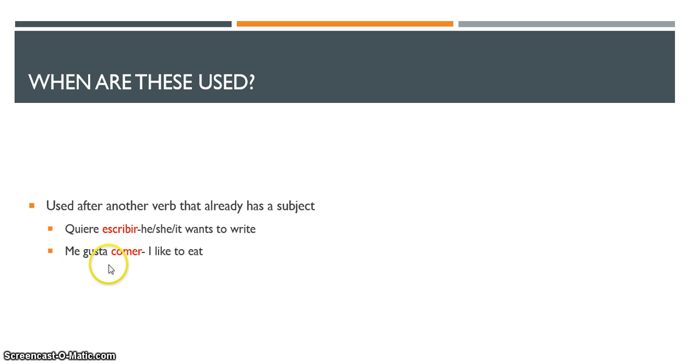Same thing with me gusta. So anytime you have me gusta, te gusta, any form of gustar, if there's a subject in it, which here there is, me gusta, the verb that comes after it is going to be the whole big form. And we've talked about this already. So me gusta comer, I like to eat.